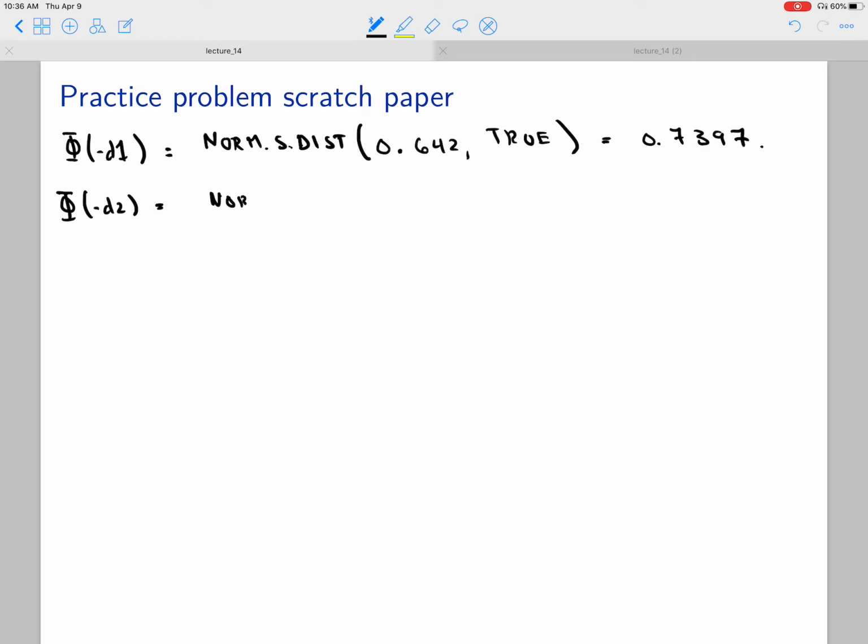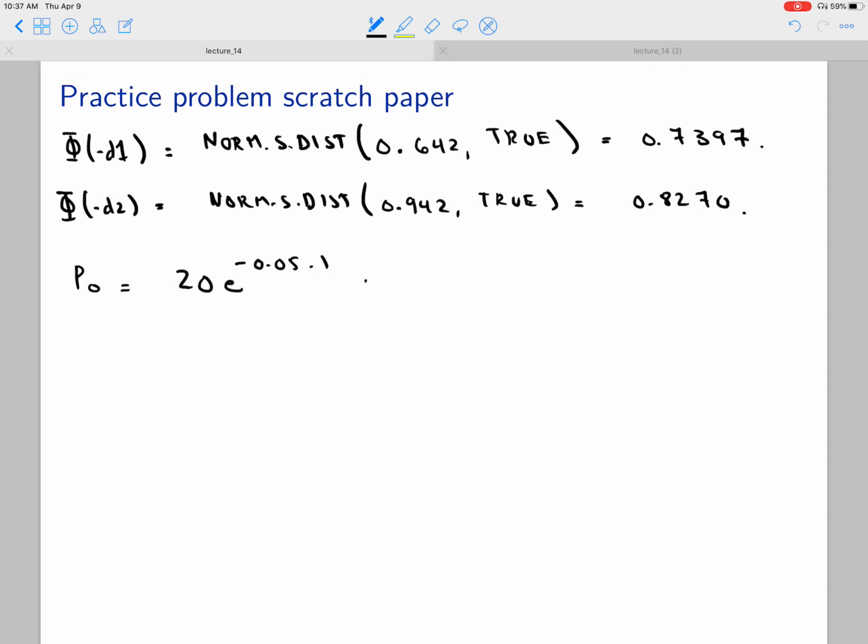Similarly, phi of negative D2, use our favorite norm.s.dist function. Negative D2 is 0.942, true, equal to 0.8270. Let's plug everything in. We've got what we need now. P0 equal to K, 20, e to the negative r times t, times phi of negative D2, 0.8270, minus the stock price today, 15, times phi of negative D1.